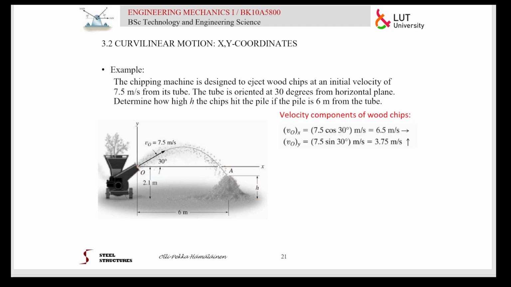Then I know here that the horizontal component is positive going to the right, and the vertical component is positive up here. We're doing it right now. I don't know if my video is lagging, but what we're doing right now is finding the components of the velocity.